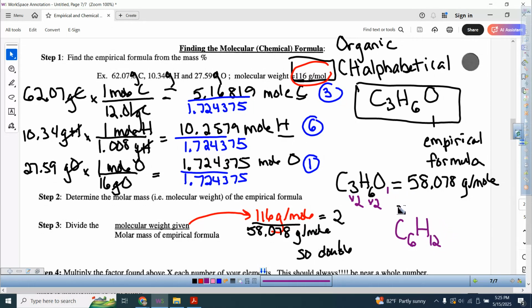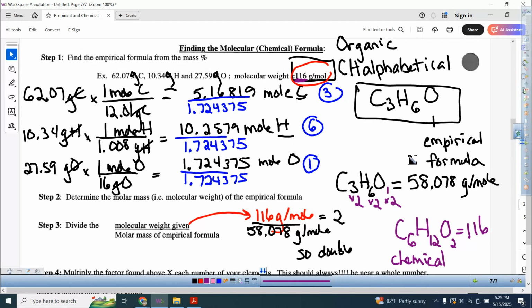And then instead of O1, I have to double that, so it's O2. And if you were to take this chemical or molecular formula and add up your grams per mole for this compound, you should get the number that I gave you, the 116. And that's how you can always check your final answer.